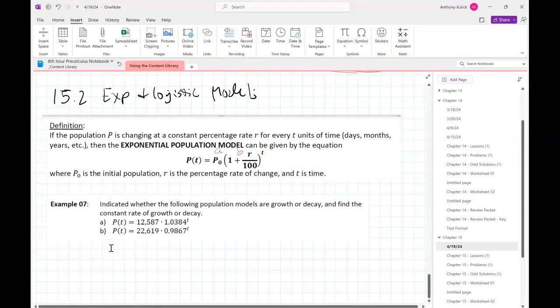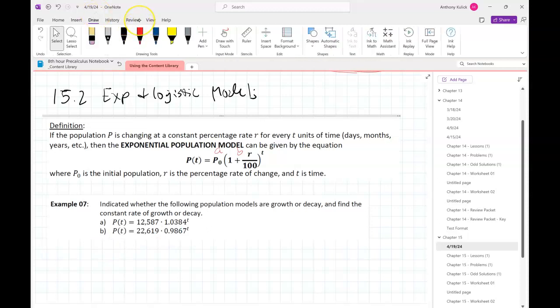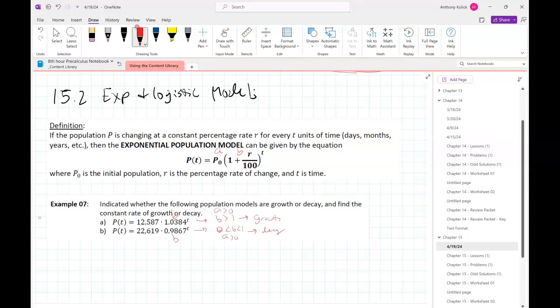So here it says, decide if these guys are growth or decays, and then find the constant rate. So find the value for R. What I want to do here is start by identifying the b. I know in the first one, since the b is greater than 1 and the a is positive, this is growth. And then the second one, because the b is between 0 and 1 and the a is positive, that's decay, right?